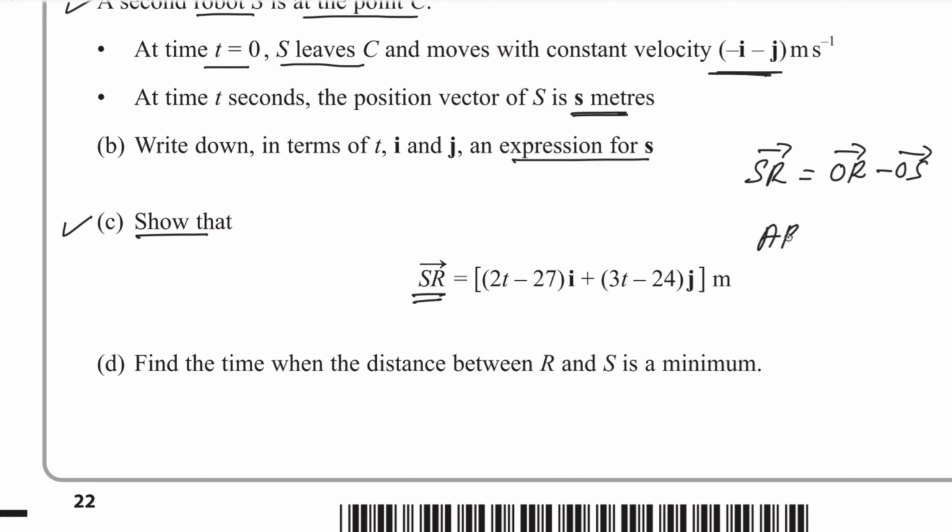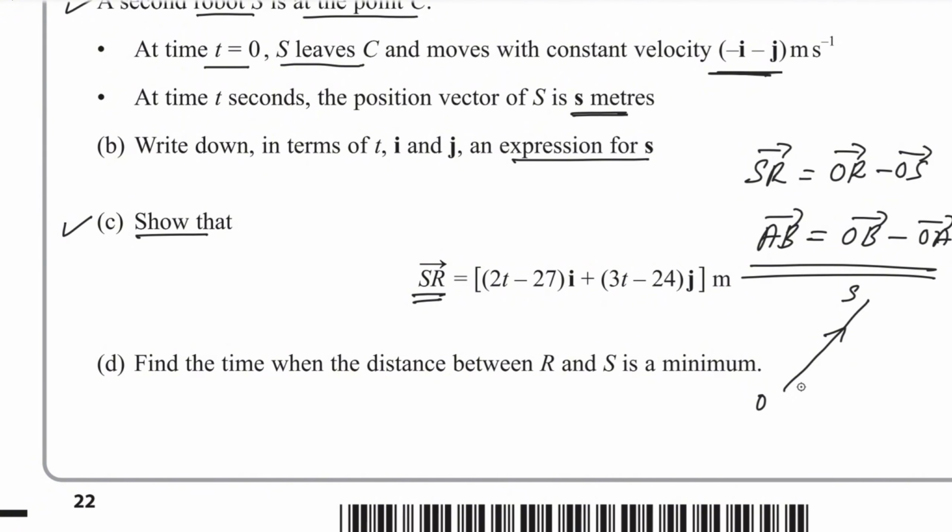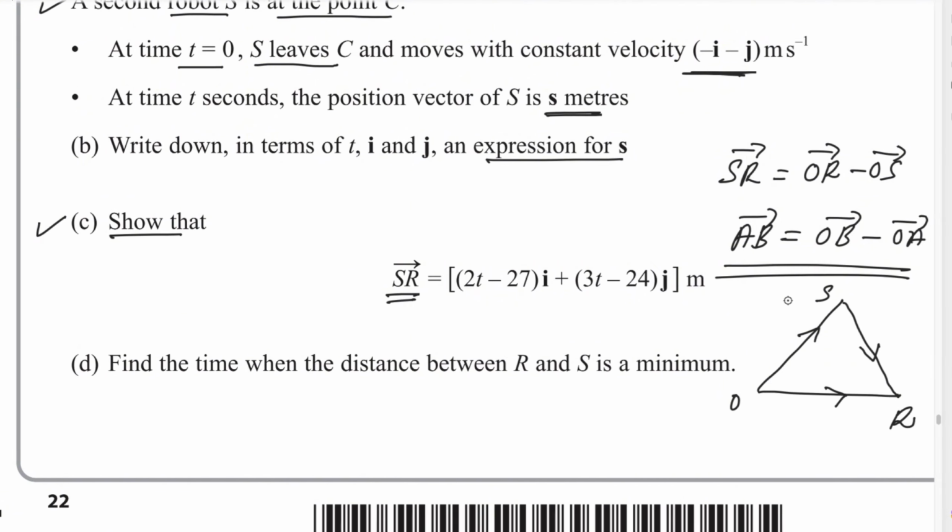Like if you want to find vector AB, we will write it as head minus tail. It will be OB minus OA. Got it? It is the easiest way of finding any vector. Why is it like that? For example, this is the position vector for S. Let's say this one. And this is OS. This is OR. And if you want to find SR, look at this diagram.